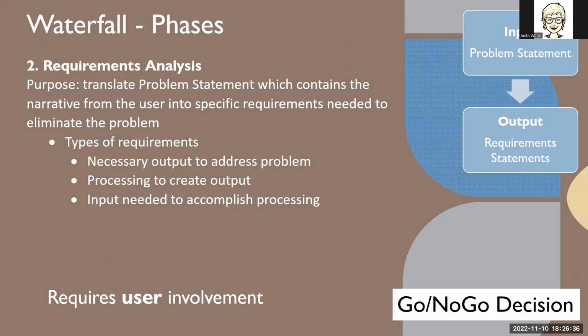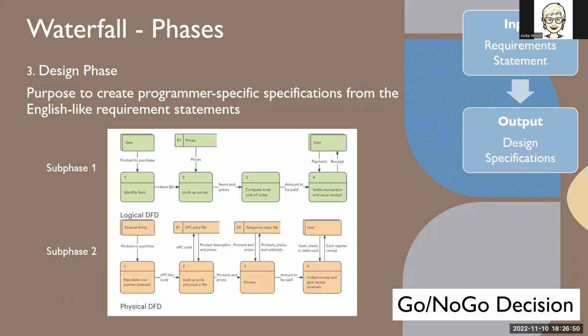So, we output the requirement statement document here, and that document is used to make a go, no-go decision as to whether we continue. Let's keep the train going. So, we're a go.